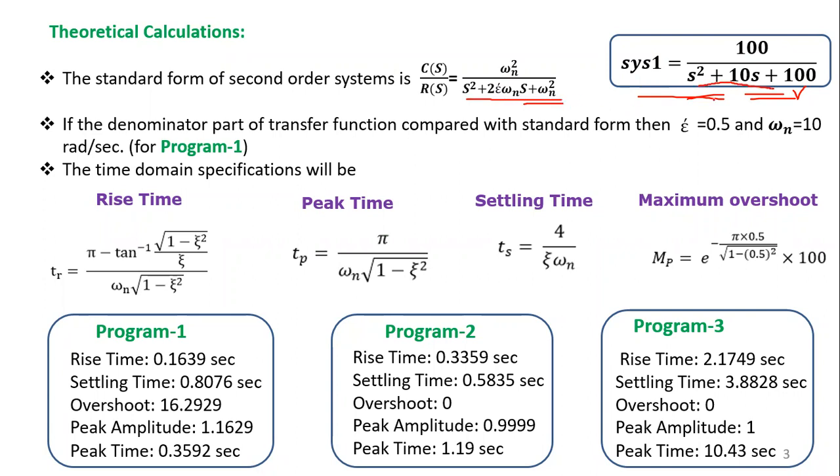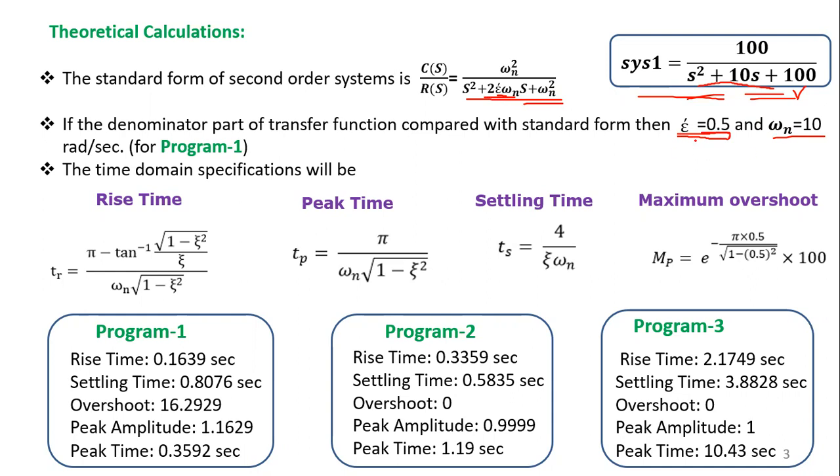From this we get omega n square equal to 100, so directly omega n is 10. And here 2 zeta omega n equal to 10. Already we know omega n is 10. If we substitute, we get zeta as 0.5. That means zeta is 0.5, so it is an underdamped system. For an underdamped system, the output response is exponentially decreasing sinusoidal oscillations.